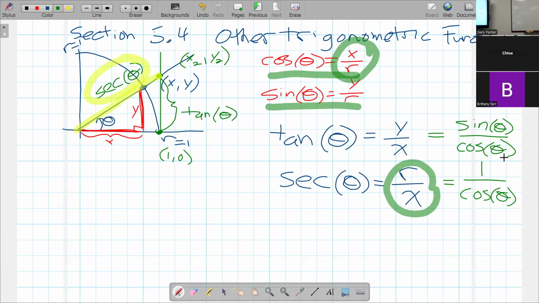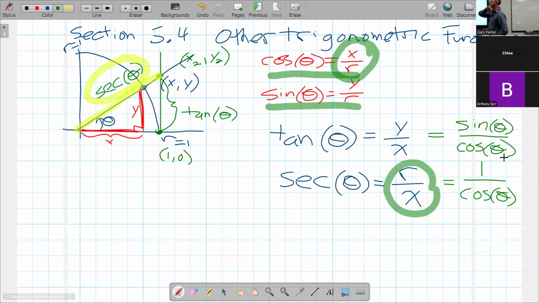So again, things to memorize. Cosine of an angle is the x value divided by the radius. Sine is the y value divided by the radius. Now we have a couple new ones. Tangent is the y over the x value, or sine over cosine of the same angle. You can't have any of these without angles. They're stuck together. Secant could be, of an angle, the radius over the x value, or you could call it 1 over the cosine. A couple different ways to view it.